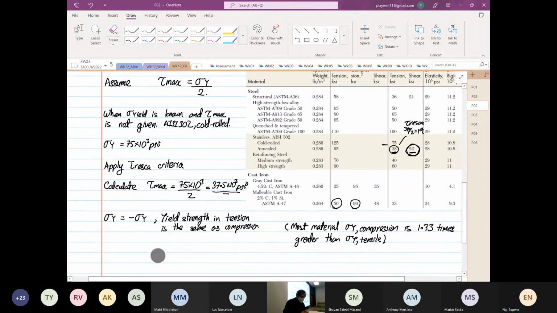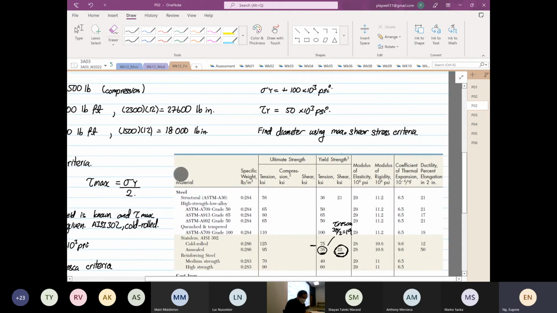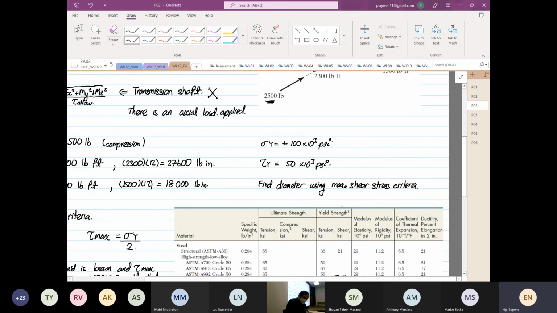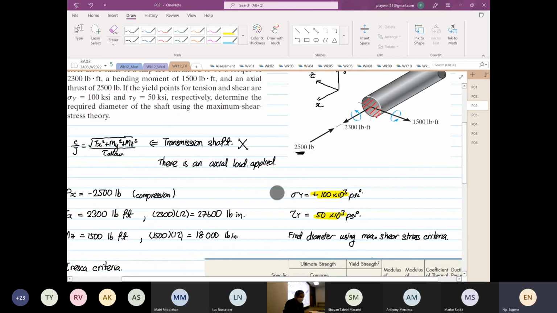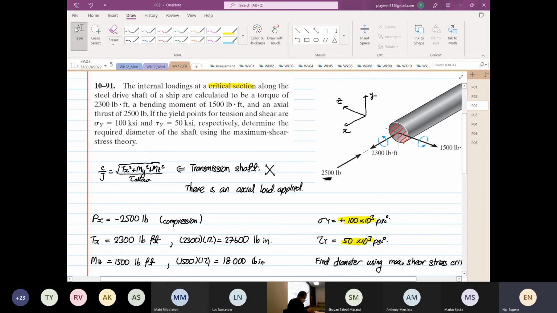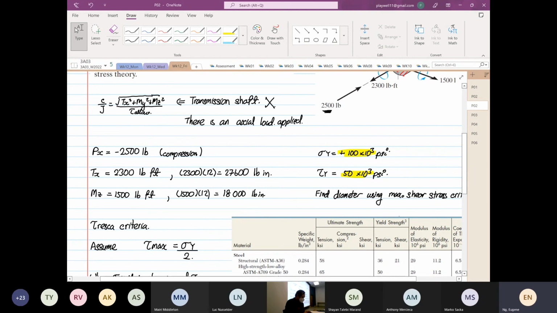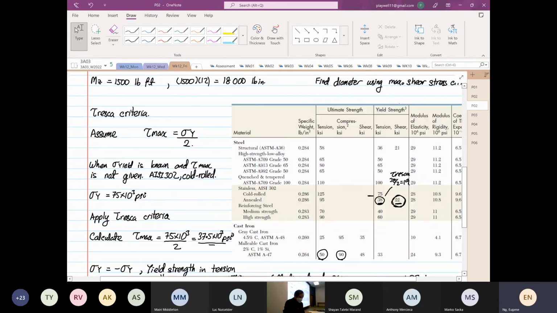So come back to here. Going back to our problem, we are given the normal stress at yield and the shear stress at yield. This happened to be half, but the magnitudes are given by the example. So we have a lot of things in mind. What are the formulas that we are going to use now?